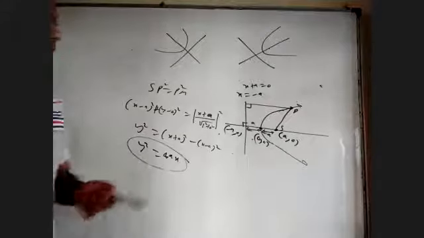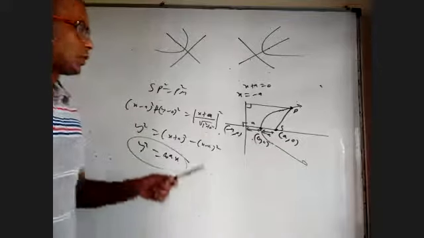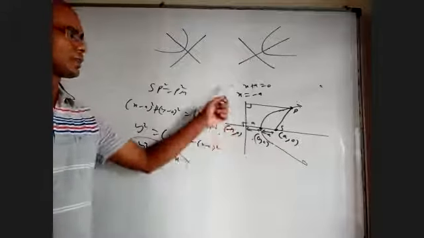What you know about this parabola? You know focus is (a, 0). You know vertex is (0, 0). You know directrix is x plus a equal to 0.